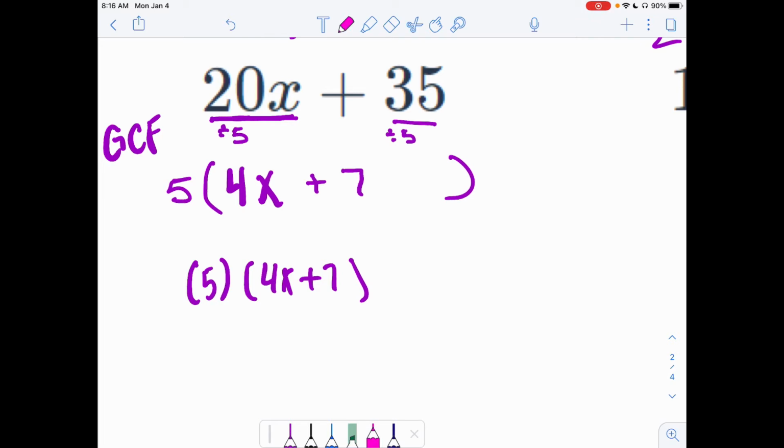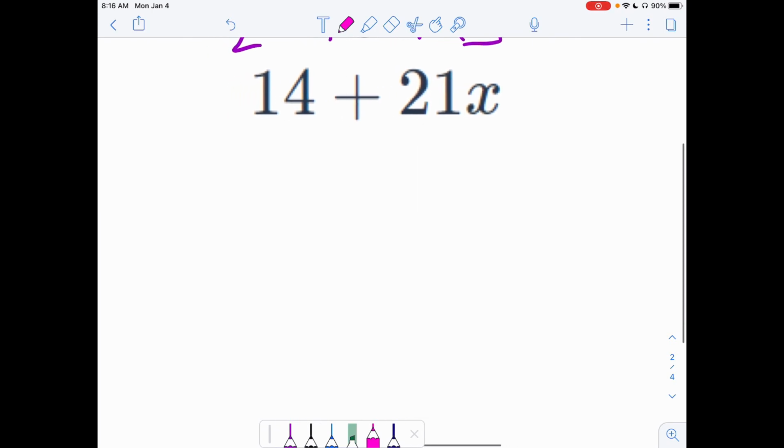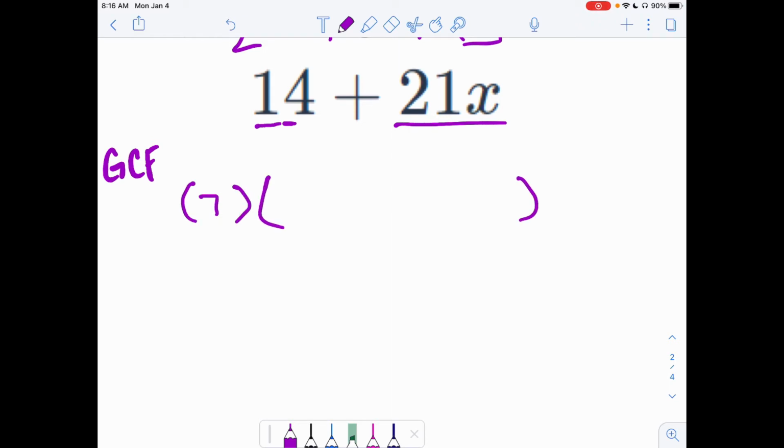These are the two factors that if I multiply them together, create 20x plus 35. And we can see that in action. I'm going to double check it here. 5 times 4x is 20x, and 5 times 7 is 35. Sweet, we did it right. Let's try another example. Once again, I'm looking for the greatest common factor of 14 and 21. Well, I know they're both divisible by 7, so let me pull out a 7. Now, 14 divided by 7 is 2, and 21x divided by 7 is 3x. So that's my factored form.